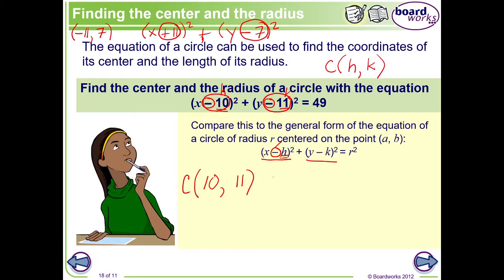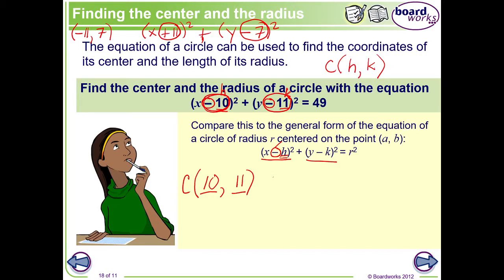So, the partner of x is h, also opposite. What's the opposite of negative 10? It's positive 10. The value of k is the partner of y. So, what is the opposite of negative 11? It's positive 11. So that's the center: 10, 11. Is the center clear?